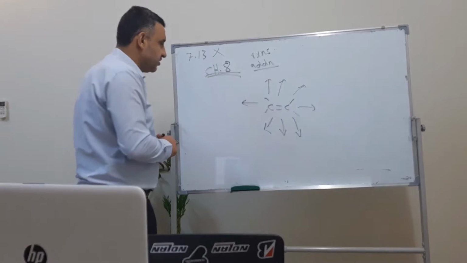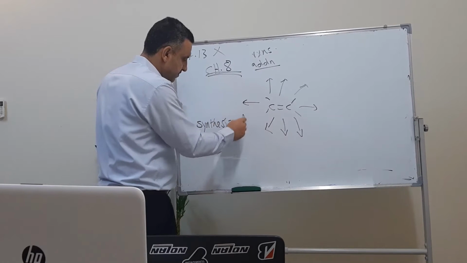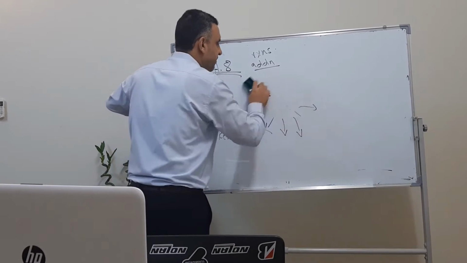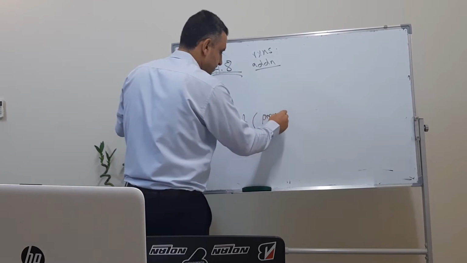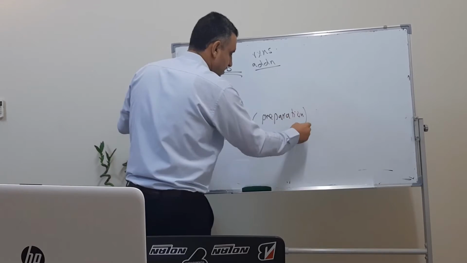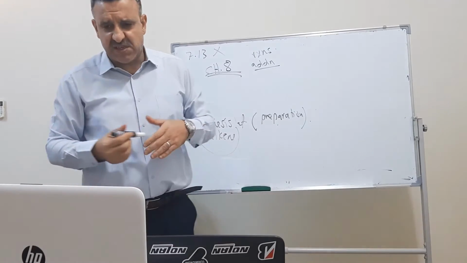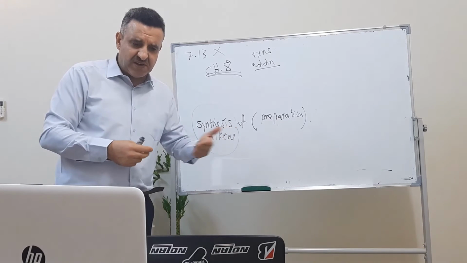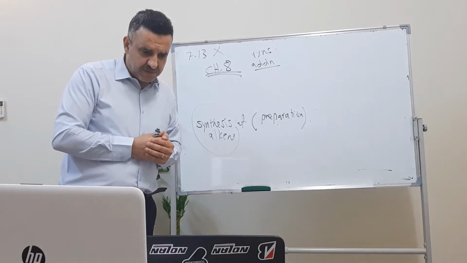All right. Now, how we make alkene in principle. So synthesis of alkene, or sometimes we may refer to this topic as preparation of alkene. Always the synthesis or preparation in organic chemistry means converting a functional group into another. How to convert a functional group into another. You follow me?